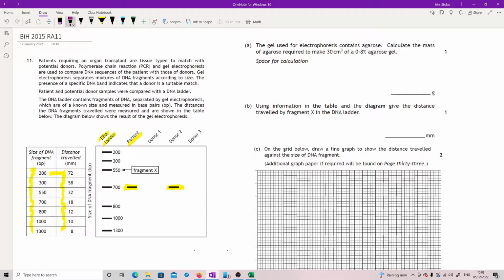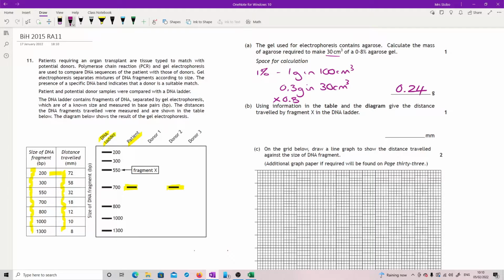So they're asking you to work out mass, and in this case all we're looking for is, if it was a 1% solution, then what we would have is 1 gram in 100 centimetres cubed. That would be a 1%. So if I've got 30 centimetres cubed, I would need 0.3 grams in 30 centimetres cubed to get a 1% solution. And then I just times that by 0.8 to get my 0.8% solution, so 0.24. Now you could have done that in one step if you wanted to, but that's how my brain went to work it out.